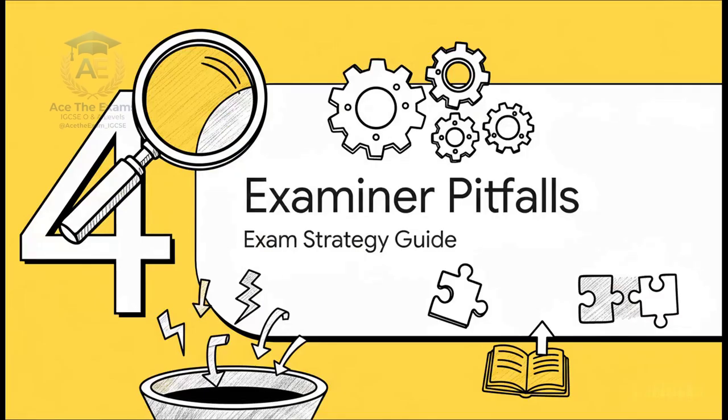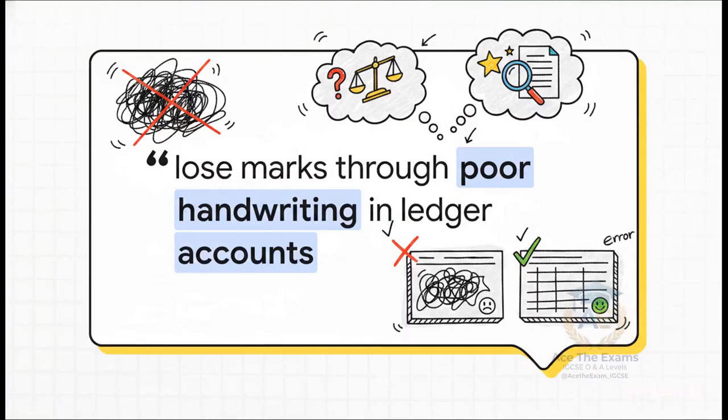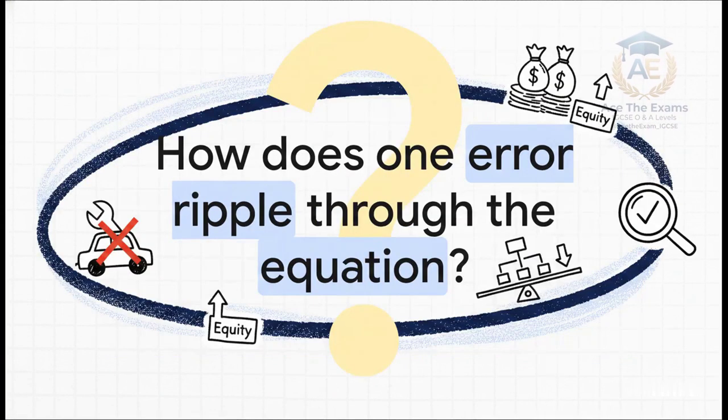Which brings us to our final part, Section 4, Critical Examiner Pitfalls. Listen closely to this direct examiner insight. Poor, illegible handwriting in ledger accounts literally cost students their grades. Seriously, if I can't read it, I can't award the mark. Furthermore, confusing a revenue expense with a capital item is a massive conceptual flaw that will instantly derail your entire grade weightage. So, we're going to leave you with this pause and think A-star challenge.